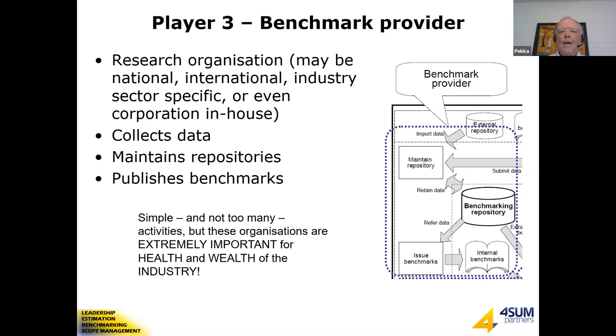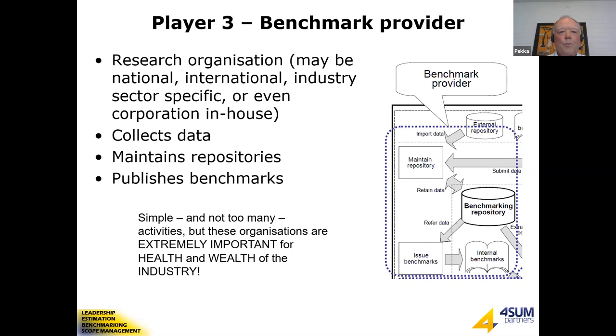And examples of benchmark providers are, for example, ISBSG. FiSMA has also collected data during 30 years. And then IPA in Japan is one national organization which is collecting data and maintaining repository and issuing benchmarks. I would say also Standish Group as one of the benchmark providers.